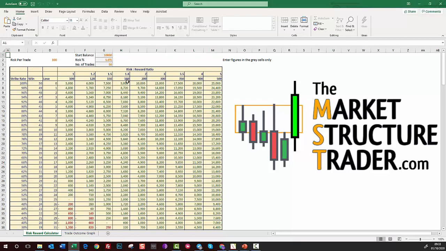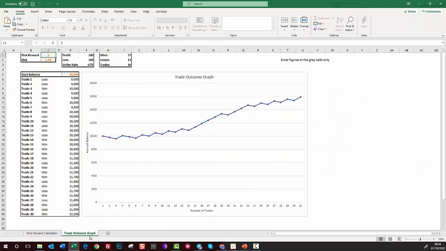I'm going to go through the two tabs on the spreadsheet in a little bit more detail to show you how to use it and what information you can glean from this spreadsheet. The risk reward calculator tab here will give you a financial outcome based on the risk reward ratio of your trades and the strike rate of your strategy. The trade outcome graph will show you what the probable equity curve of your trading will be based on wins and losses and your risk reward. So we'll go through them both.